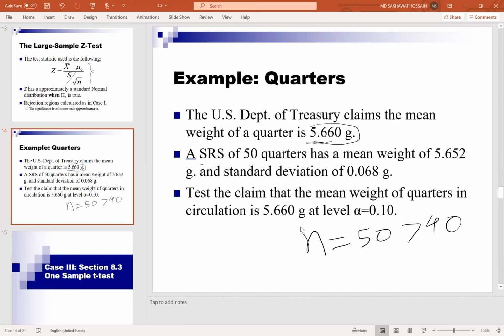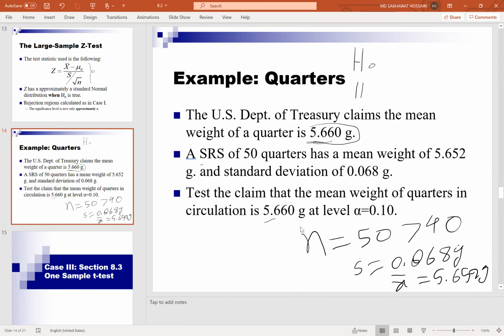Sigma is not known, but the s is given, which is 0.068 gram. And the mean is 5.652 grams. Test the claim that the mean weight of quarters in circulation is 5.66 gram at level alpha equals 0.10. So what should be the hypothesis in this case? What is our null hypothesis, and what is our alternative hypothesis?